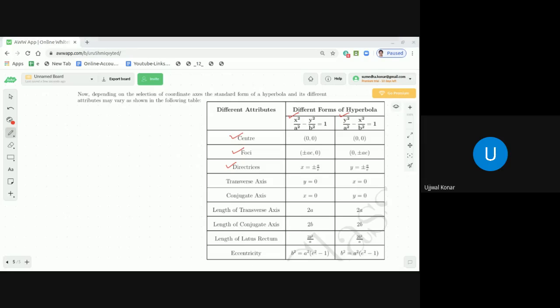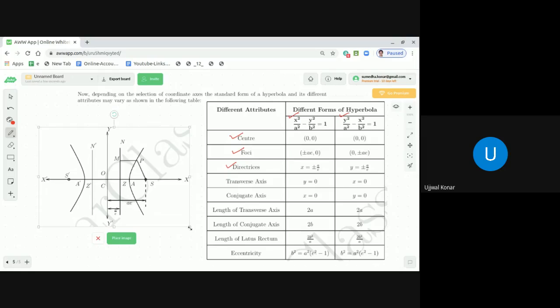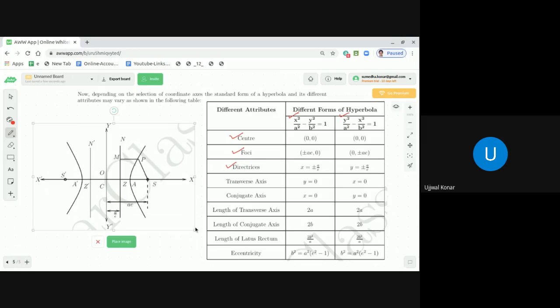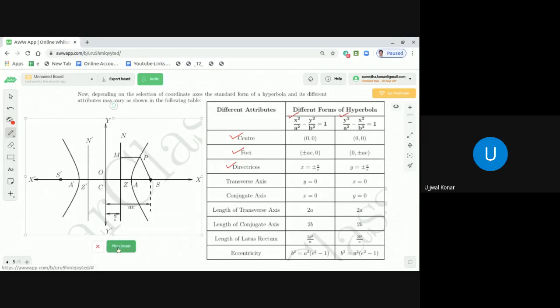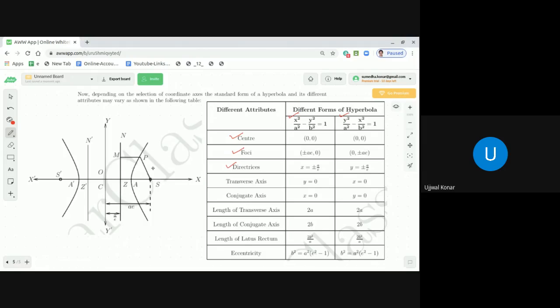Let me do one thing, dear students. Let me place the diagram here also, so that you can make a very clear idea while going through these different attributes. Okay, so let me place it here so that you can make a proper sense of it. Okay, so let me quickly go through whatever the points I said.